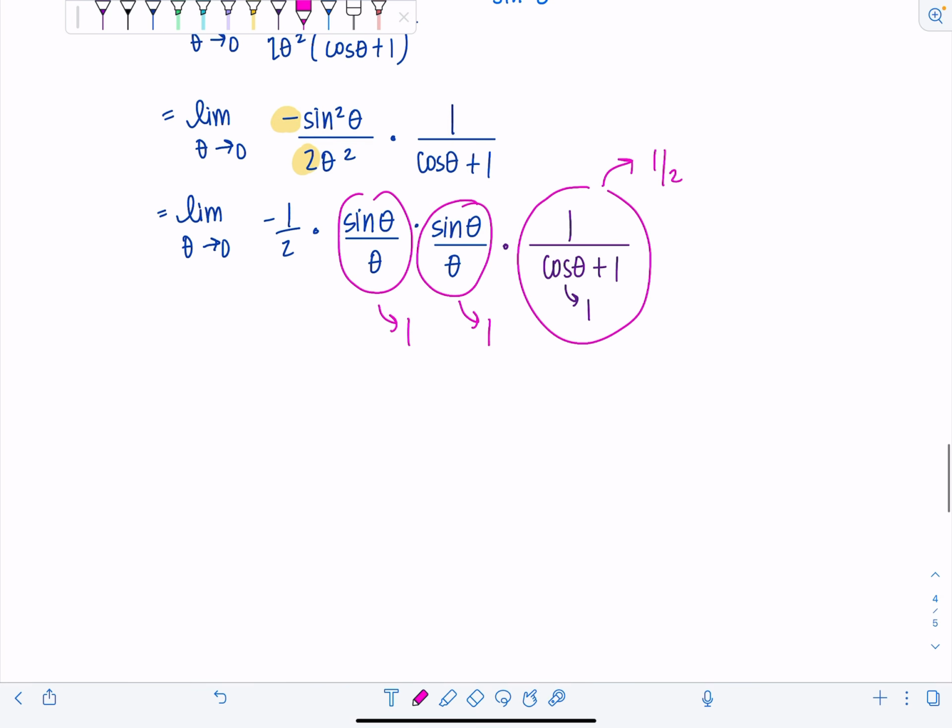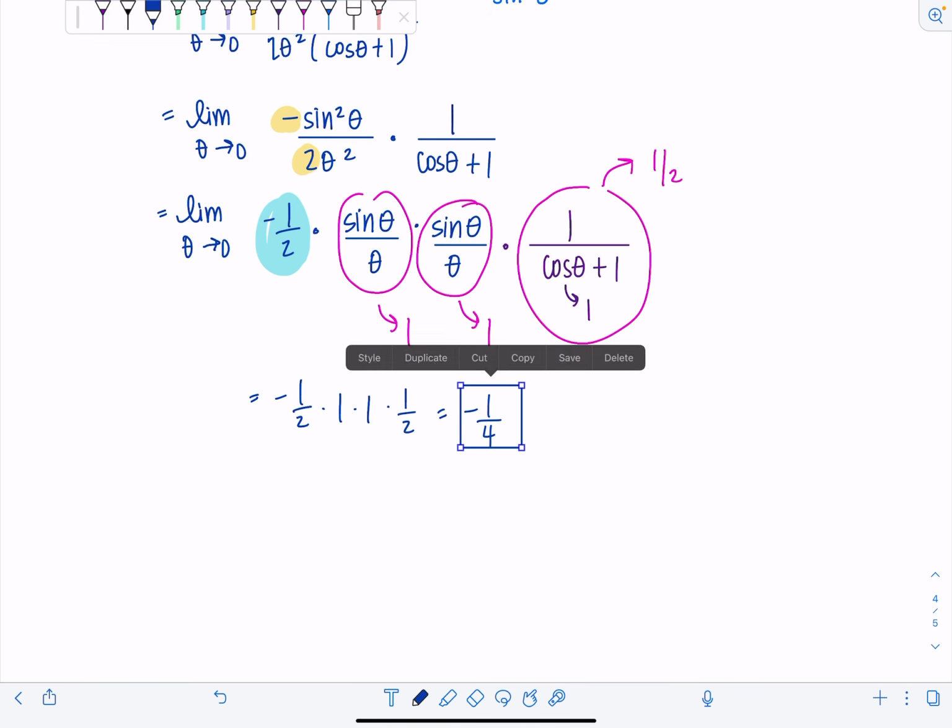So in the end, what are we left with? Negative 1/2 times 1 times 1 times 1/2, which is negative 1 over 4. Okay, beautiful.